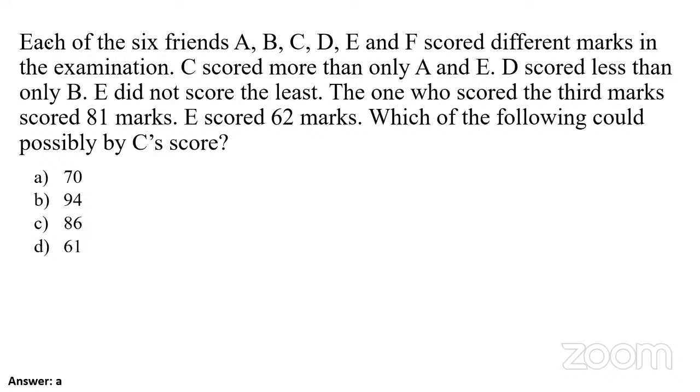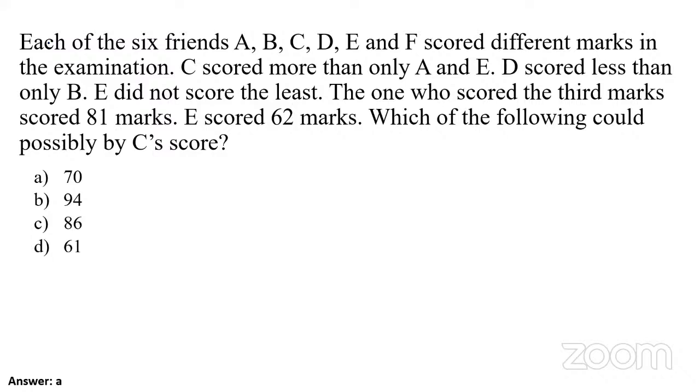E did not score the least. So E is not last, and A is the least person. A is the last person, 6th rank. So then the one who scored the third mark. It's also about the merit, ma'am. Yes, good, it's based on the merit. E got the second last score.